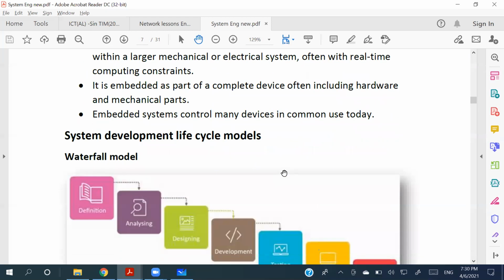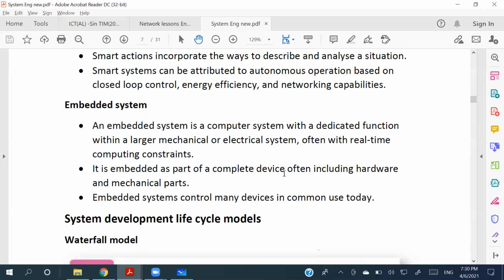And finally, the embedded system. Now, embedded system means the best example is the modern cars that we can see. Right? So now each and every car is having a computerized system now. Right? So they have a small computer component.